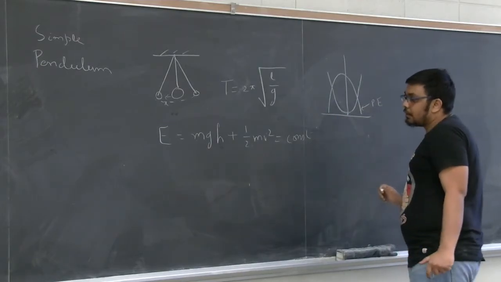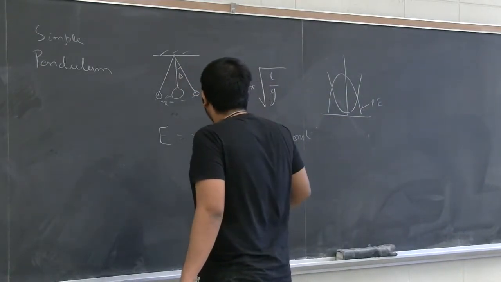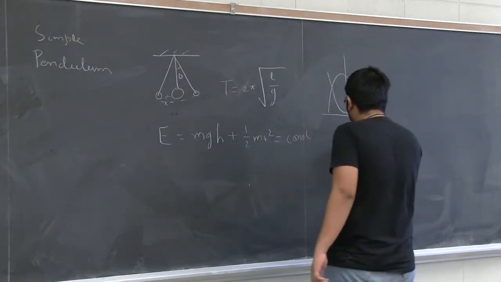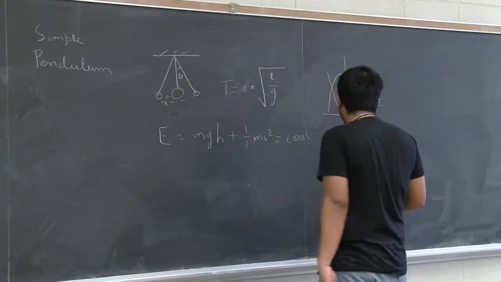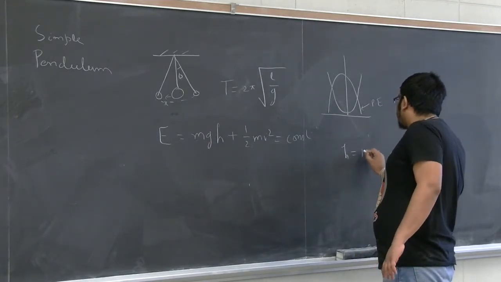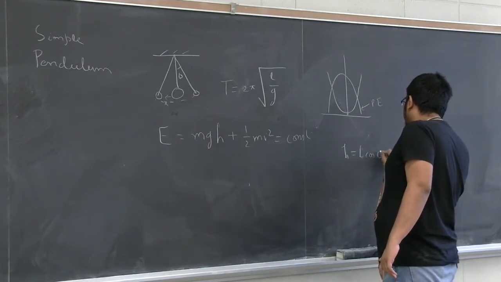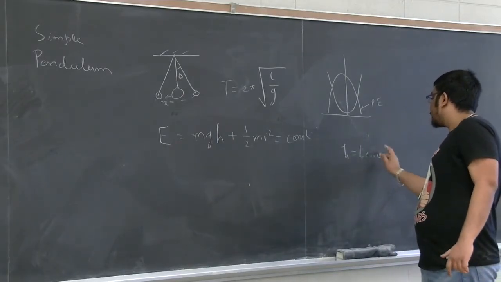Well, it becomes clear if we write h in terms of the displacement theta. So h is just the height from the equilibrium position, and the height will be the length of the pendulum times cosine theta, sorry, 1 minus cosine theta.